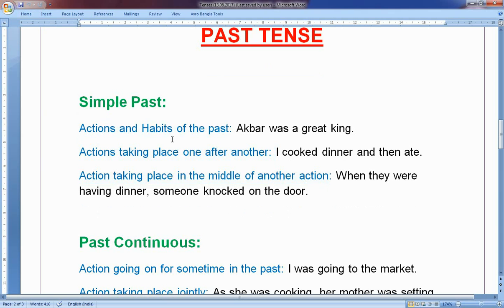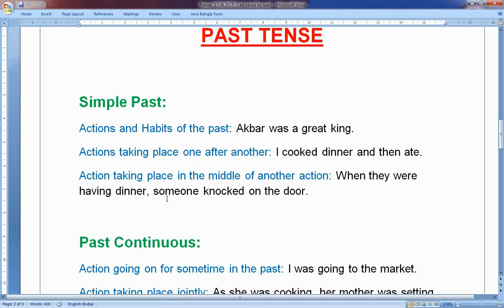Actions and habits of the past means this incident has happened a while ago and has nothing to do with the present. Example: Akbar was a great king. It means Akbar was a king of the past, and hence we have used the verb was in this case. Next, action taking place one after another, which means one action follows another action. Example: I cooked dinner and then ate, which means I have basically carried on two actions. Firstly, I cooked and then I ate my dinner.